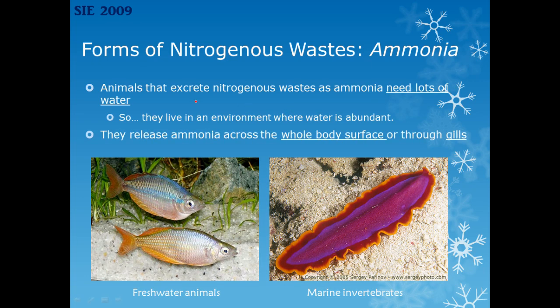Animals that excrete nitrogenous waste as ammonia need a lot of water, so they live in an environment where water is abundant, because they depend on the environment. They release the ammonia across the whole body surface or through the gills. If the organism doesn't have gills, they excrete the ammonia through the body surface. If the animals have both, they release ammonia using both.